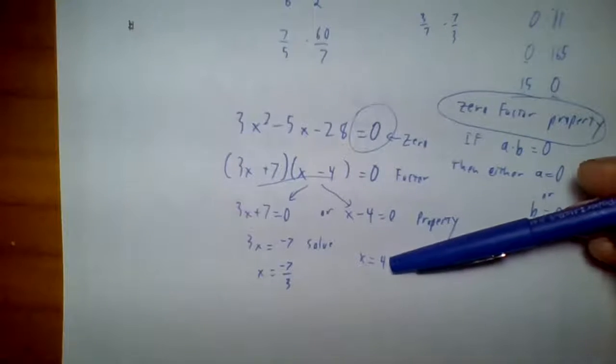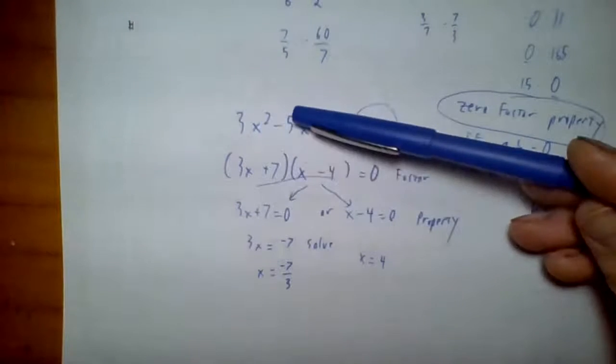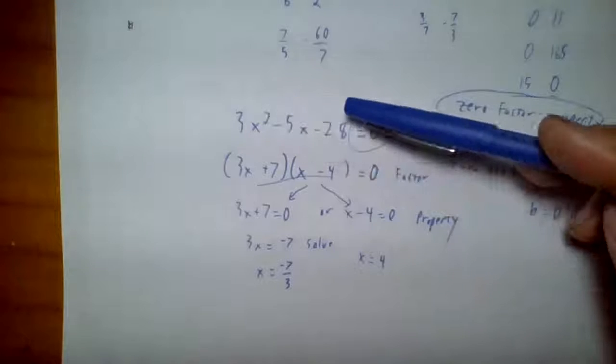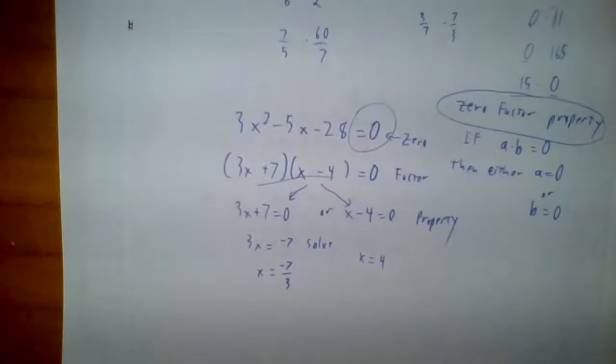If x is 4, I'm going to get 48 minus 20 minus 28, which comes out to 0. And if x is negative 7/3, then these calculations would be a lot harder to do. But if you go through the steps on that, you're going to find that does come out to 0 also. But both equations are going to work. If you do your factoring right and your steps right, you are going to get solutions that both work in this thing.